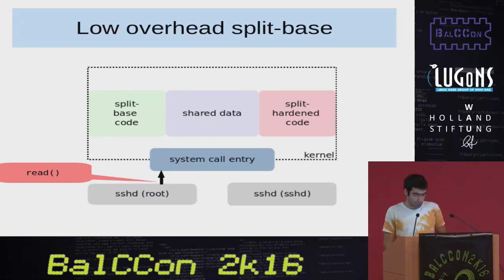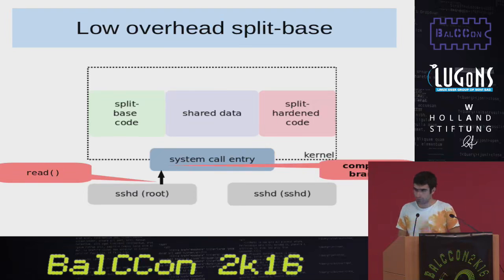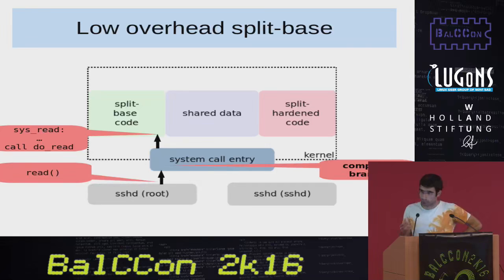So let's go through a read system call first. So I do a read system call, and at the system call entry, there will be a compare branch. So this is the only addition that we have to the system call. There will just be one check to see whether the current process needs to run in base mode or in hardened mode. Once we decide that it's in base mode, everything else actually remains the same.